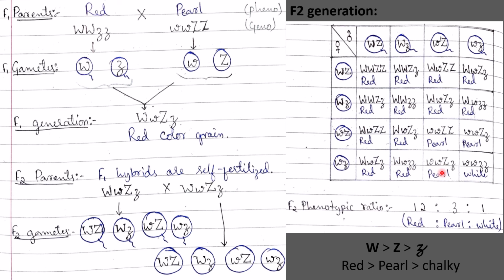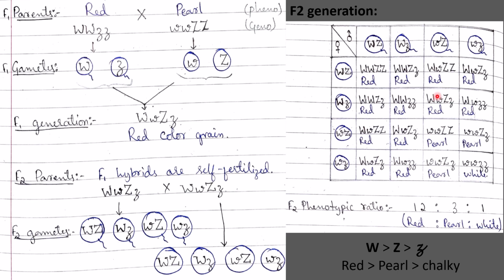Here it is the same pearl variety, whereas here both the functional enzymes are absent, or both the dominant alleles are absent. Both of them are homozygous recessive, so there is no color production of the grain, so it remains white. So that is how we get 12 of them red and 3 of them pearl and 1 of them with white color grains.